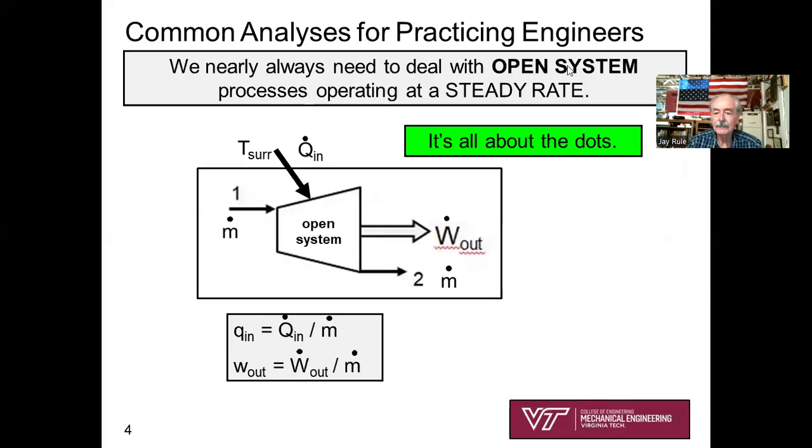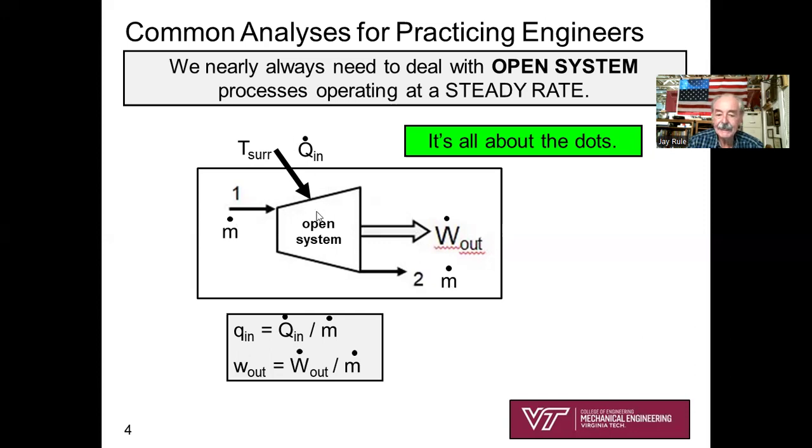A common analysis for practicing engineers is to deal with open systems. And in fact, most of your problems are going to involve open systems operating at a steady rate. Remember, it's all about the dots. When you have an open system engineering situation, you've got mass flow in, mass flow out. For one inlet and one outlet, those mass flows are identical. Remember that your sketch is going to have dots over top of m. It's not just mass, it's mass flow rate, m dot.